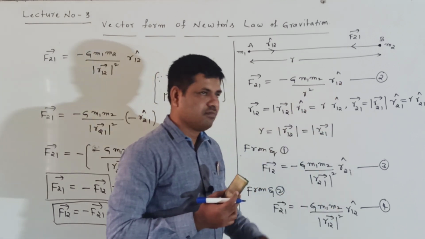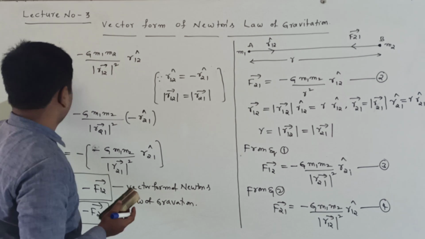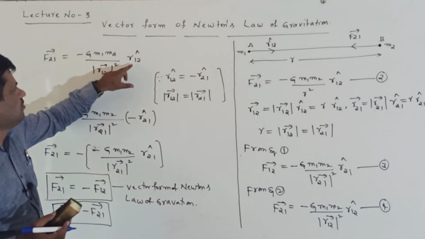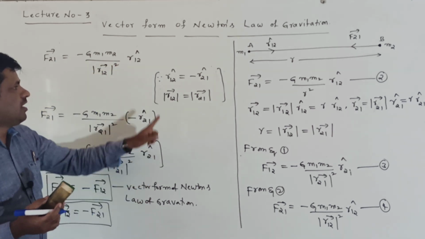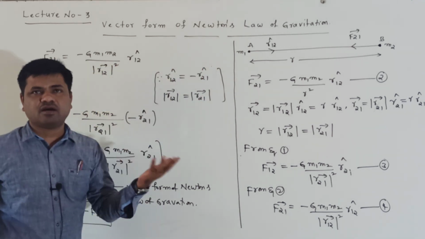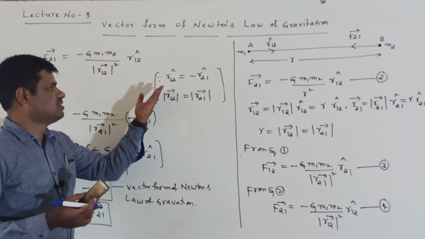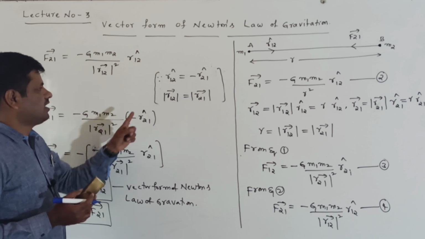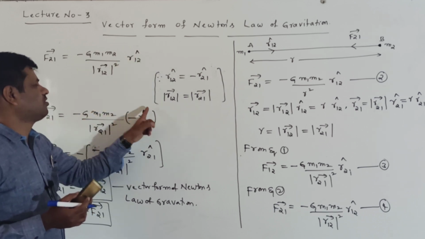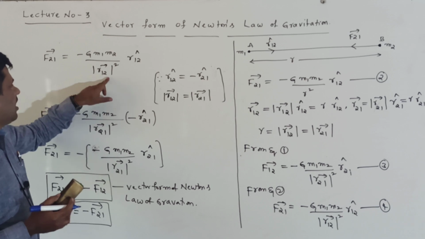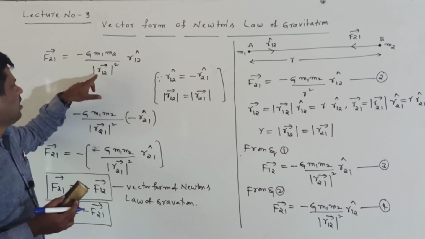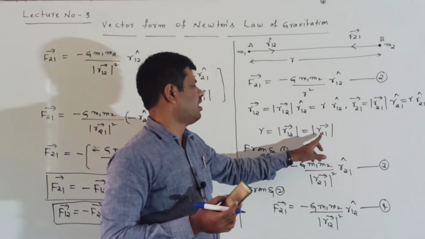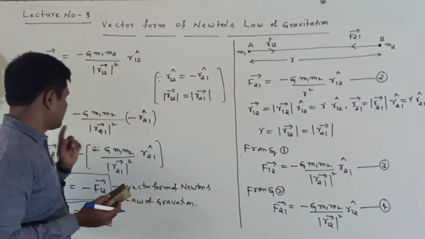As usual I am keeping that. Now I am taking equation 4 as usual: minus G into m1 m2 by mod r12 square into r12 cap. But r12 cap is equal to minus r21 cap, because they are unit vectors in opposite directions. These are vectors, so consider the directions also. So I am writing minus here, r12 cap is equal to minus of r21 cap. Mod r12 bar can be written as mod r21 bar, because both are equal.